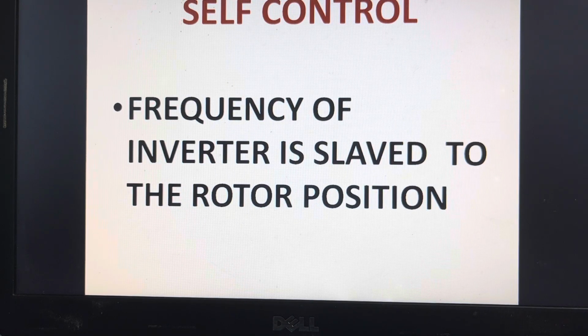To avoid this, we use what is called self-control. Separate control or open loop control means simply we give pulses, we don't look at the rotor. But in self-control, we look at the position of the rotor and accordingly we adjust the frequency of the pulses applied to the inverter. So frequency of the inverter is slave to the rotor position. So if delta is increasing, we will reduce the frequency, or if delta is decreasing, we will increase the frequency. So this will maintain stability.